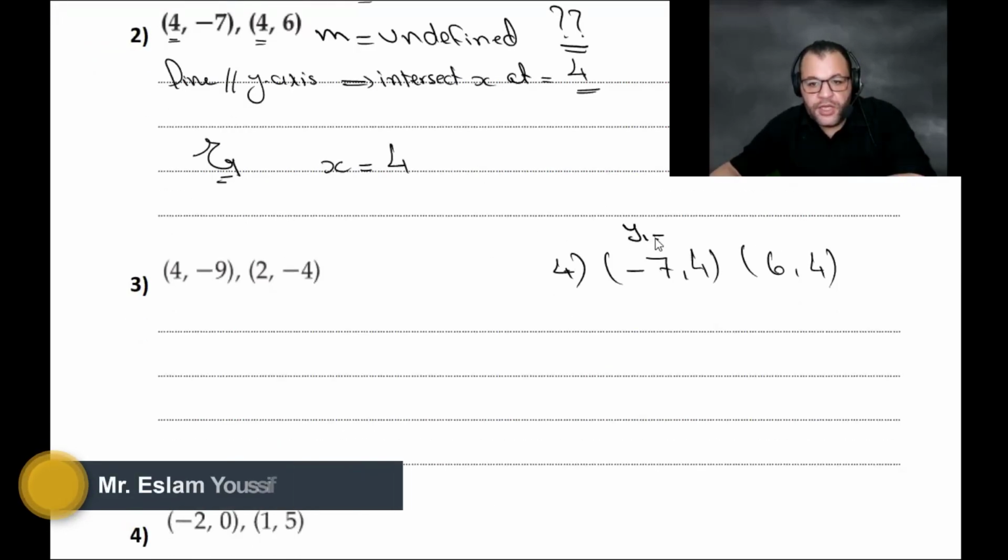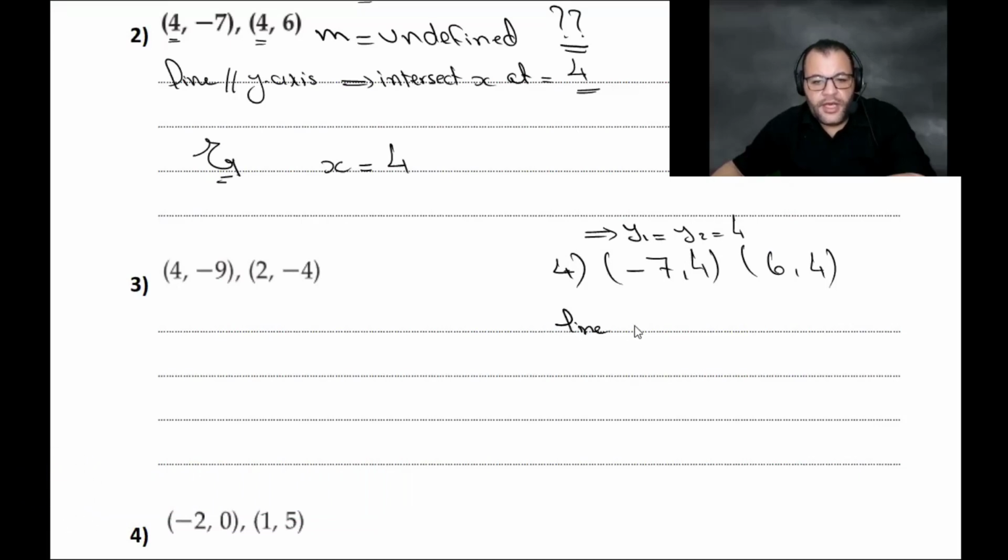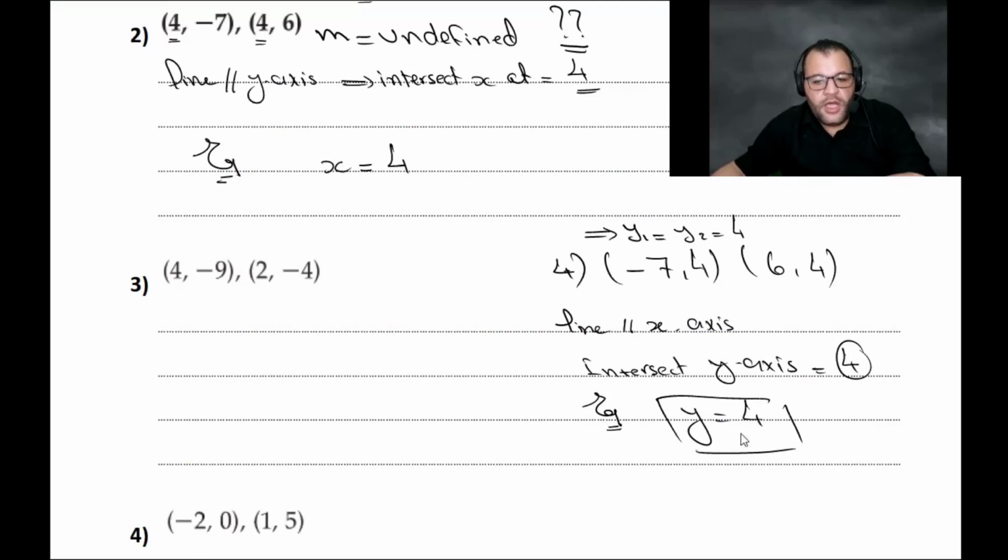You will find that y1 equals y2 equals 4, which means the line is parallel to the x-axis. Because it is parallel to the x-axis, it will intersect the y-axis at a point. What is the point of intersection? Which is 4. So the equation of the line will be y equals 4. And if you need to find the slope, you will find that the slope of this line equals 0. When the slope is equal to 0, it means this line is parallel to the x-axis and intersects the y-axis. What is the value of intersection? Look at y1 and y2. You will find that they are the same, and that's the point of intersection between the line and the y-axis. So the equation of the line will be y equals 4.